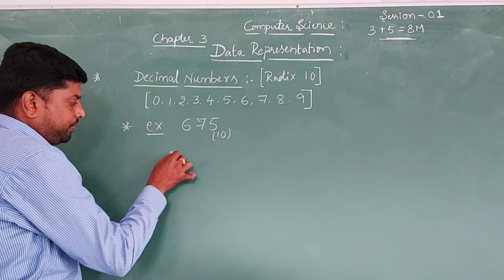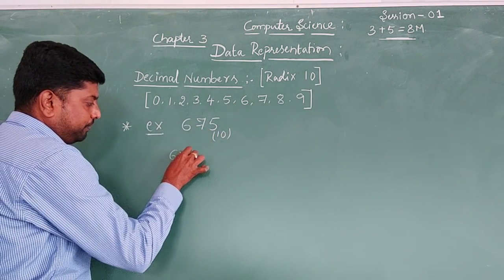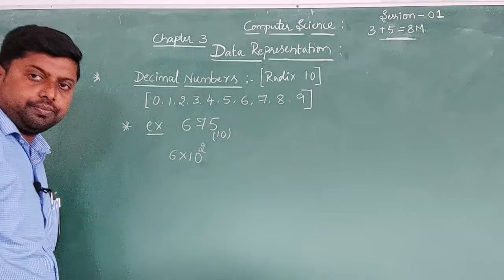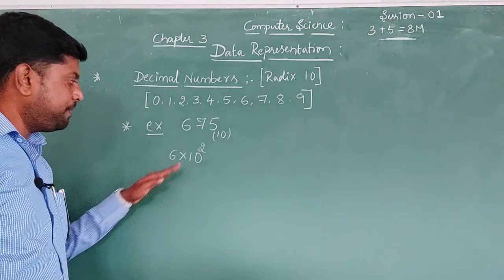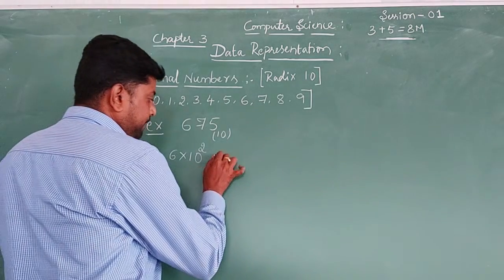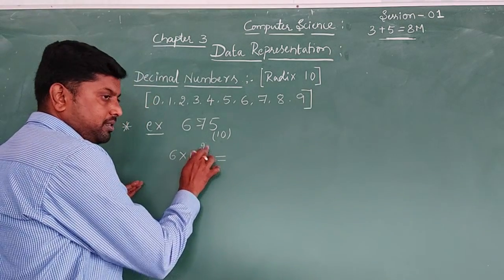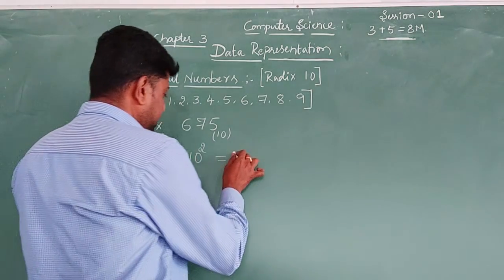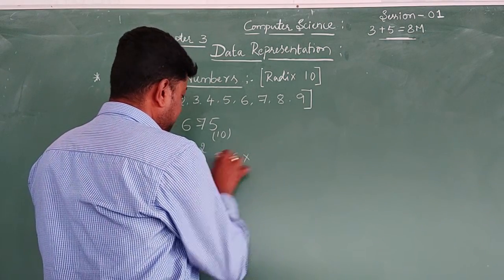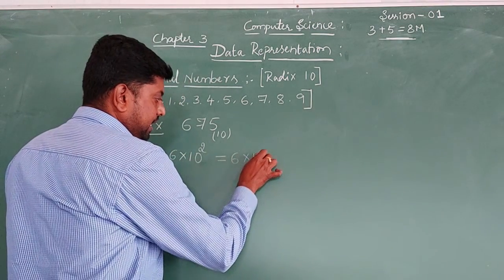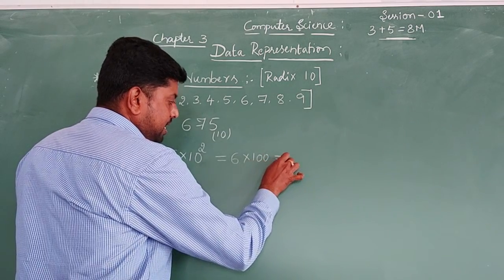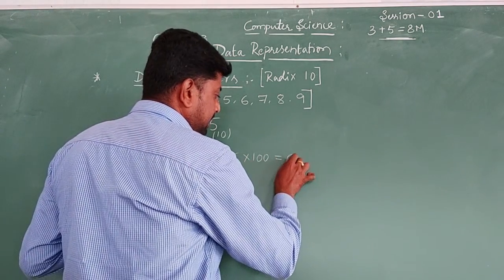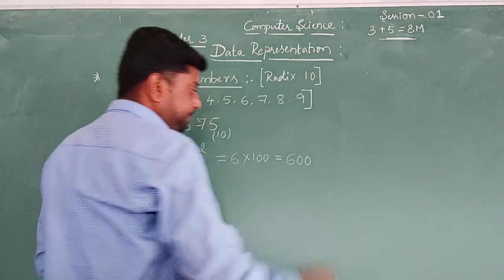6 into 10 to the power of 2. You know the calculation. 10 to the power of 2 means 10 into 10, that is 100. 100 into 6 is 600, correct? So, I will write once again. 10 to the power of 2 means 100. That is equal to the value of 6 into 100, that is 600.